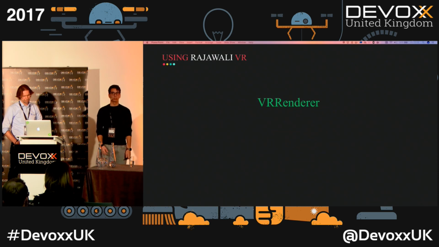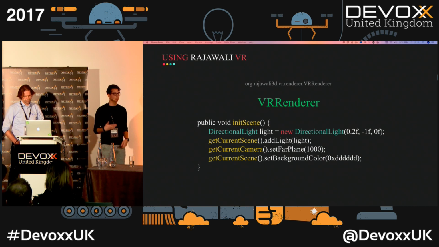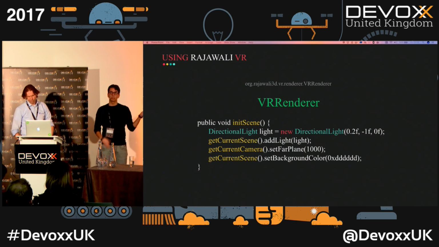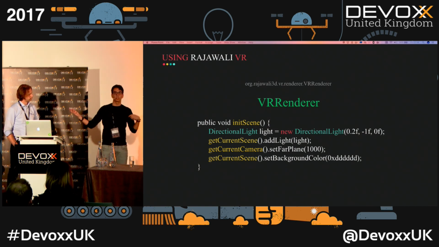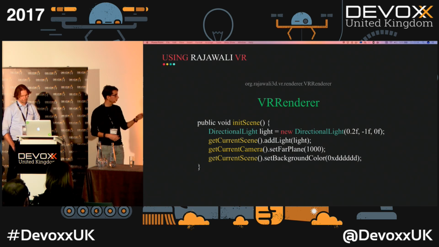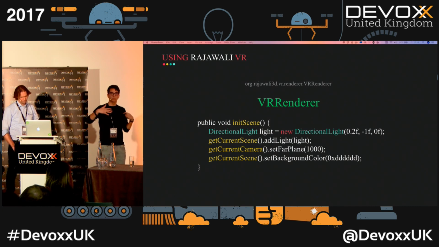The VR renderer, which I just showed, has a method called initScene, and this is called every time a scene is initialized. This allows the user to have multiple scenes within the main activity, which is very important if you want to switch between scenes, switch between worlds, all that kind of stuff. Rajawali allows you to do that. It's very interesting. What I do here is, for example, create a directional light in the world, add the light, set the far plane so the camera doesn't render anything farther than 1,000 units, and a certain background color, and that's pretty much it.